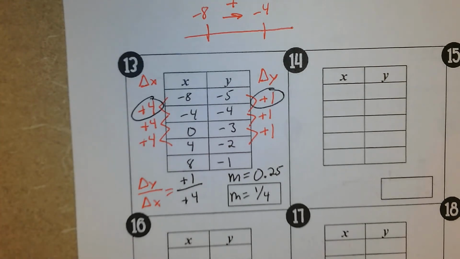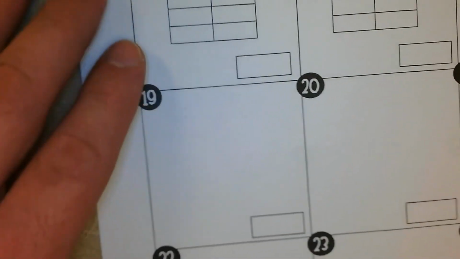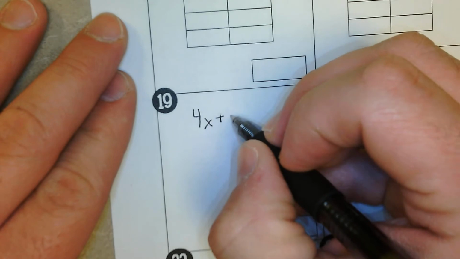Hopefully we can understand how to do that. It's pretty easy. Now, moving on, let's go look at number 19. All right, number 19. So these are going to be a little more difficult. We haven't really gone over these yet. Don't be intimidated by these.